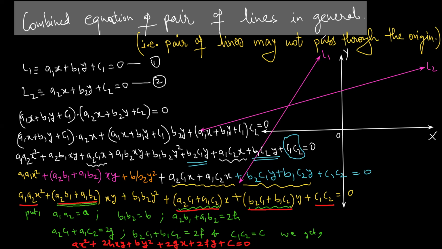So here you all see that we have two lines in the diagram. You can check L1 and L2 are two lines. Let equation of L1 be this and L2 be this. So the combined equation, we will multiply left hand side to left hand side and right hand side to right hand side. So right hand side being 0, when I'm multiplying, I'm getting 0.